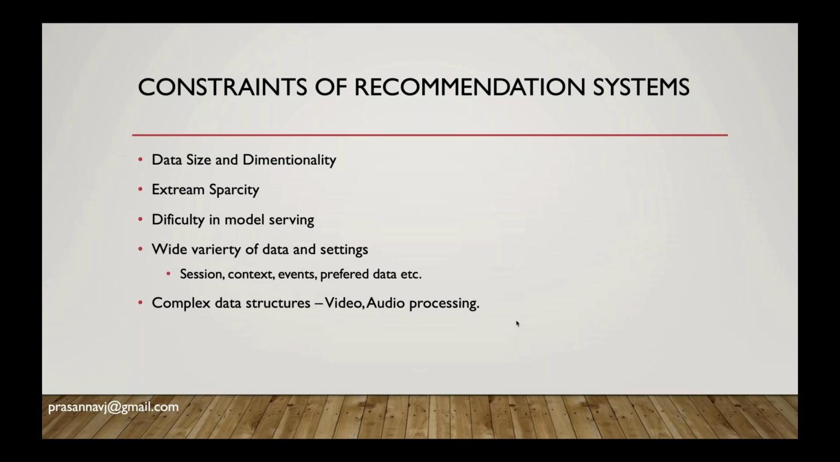And there could be a wide variety of data that can actually influence this. Whatever we have shown is all toy data sets, like movies, 2 or 3 columns, and so on. These are for your understanding, but when we go to a real implementation, it is going to be much more complex. And when you look at complex data structures like video recommendation and audio recommendation, the complexity goes manifold. So these are some of the constraints.